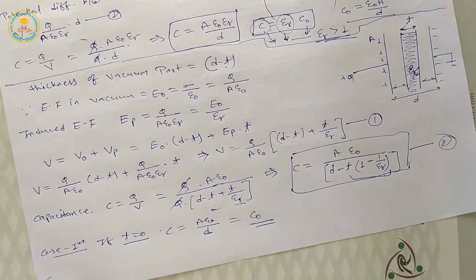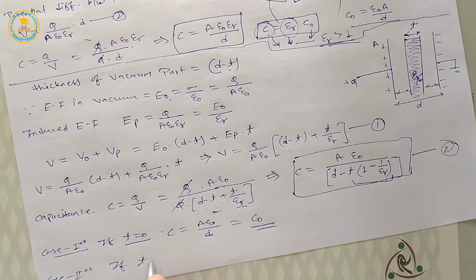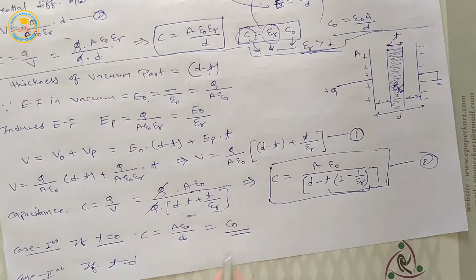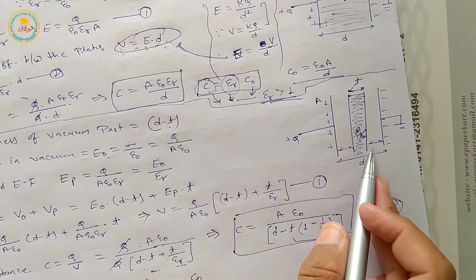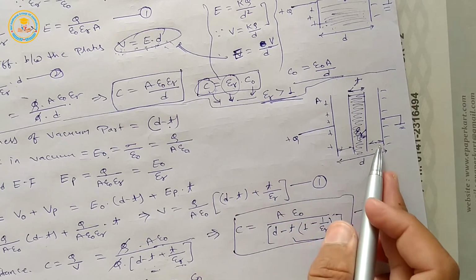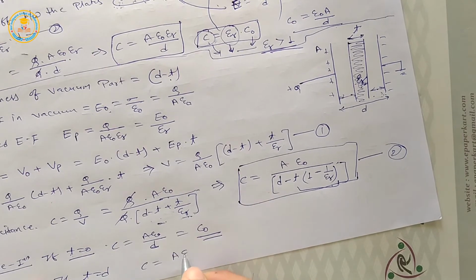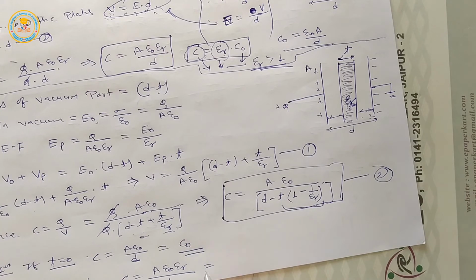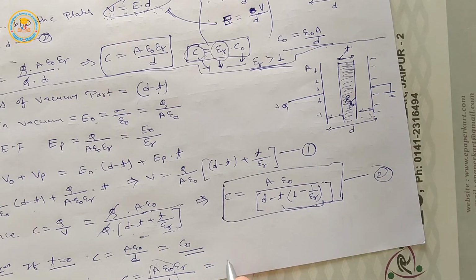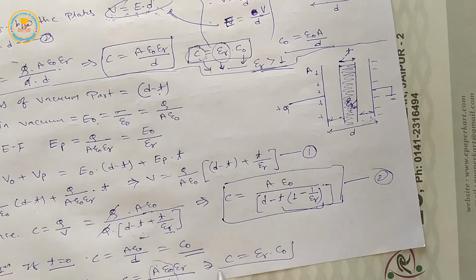And case second, if t is equal to d, it means the dielectric substance is completely filled between these plates. Okay, in this case, C is equal to A epsilon naught epsilon r upon d, which is epsilon r times A epsilon naught upon d, equal to epsilon r times C naught. So C is equal to epsilon r into C naught.